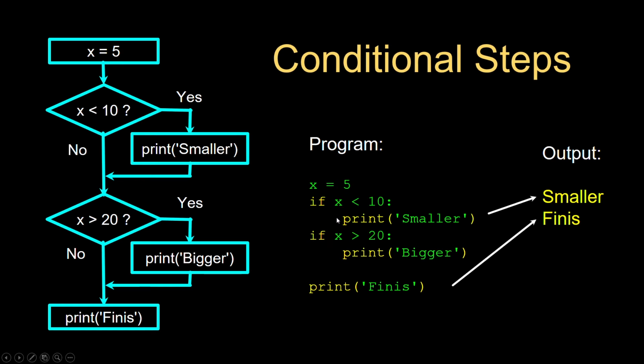The value of x is 5. So it's going to compare 5 with 10. Right? So it's asking a question: is 5 less than 10? In other words, it's checking this condition: if 5 is less than 10, or if x is less than 10. Then you have a colon, okay?